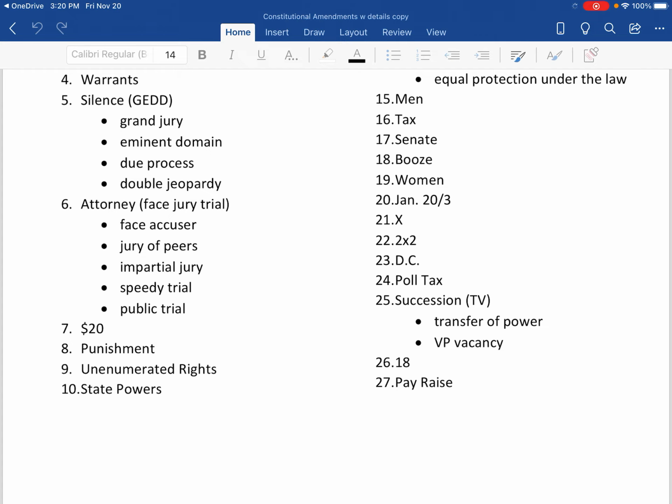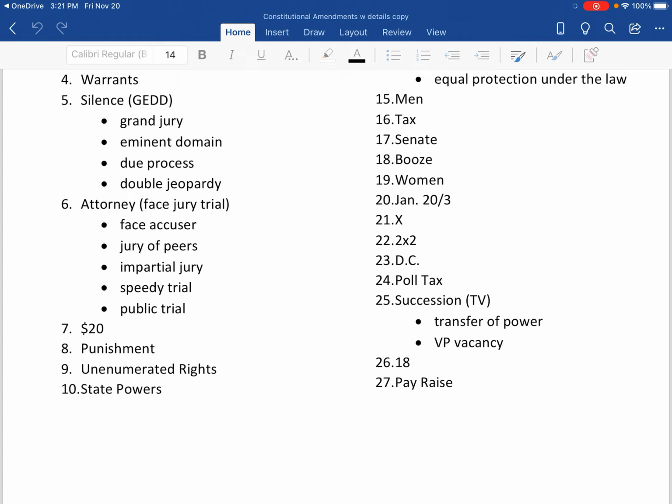Punishment. This is that there can be no cruel or unusual punishment. This is really kind of important when you think of the morality of each state's stance on the death penalty. Should the death penalty be employed? Is that cruel or unusual punishment?